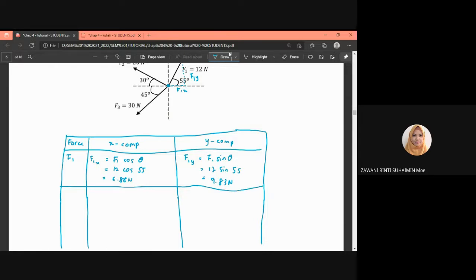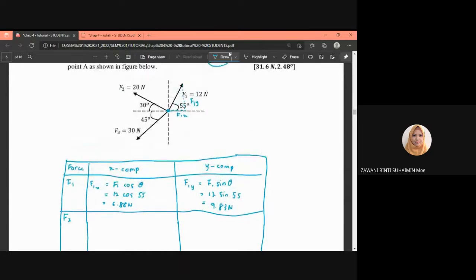Okay, so now we move to F2. Okay, F2 kita ada berapa Newton tadi? 20 Newton. So ini adalah F2. Okay. Saya guna warna merah untuk F2. Okay, so F2 kita yang inilah. So yang ini akan jadi F2 in Y component. Yang ini akan jadi F2 in X component. So untuk X component, kita akan guna cos lah. Sebab dia adjacent kan. So F2 cos theta. So masukkan value F2 dah diberi. Cos 30. So tekan je calculator.